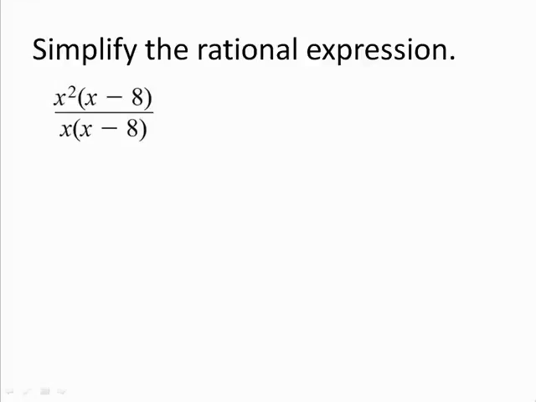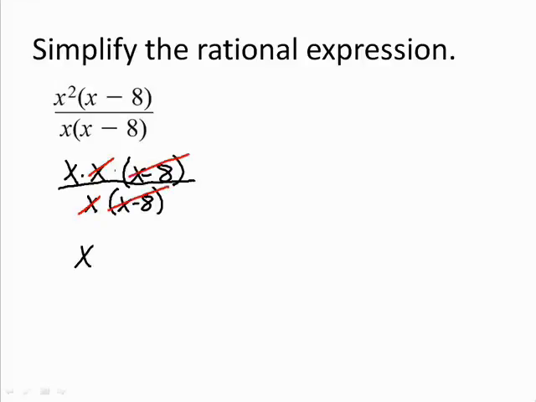Simplify the rational expression. X squared times the quantity x minus 8 divided by x times the quantity x minus 8. The x squared can be rewritten as x times x. X times the quantity x minus 8 divided by x times the quantity x minus 8. An x in the numerator and the x in the denominator cancel out. And the x minus 8 in the numerator and the x minus 8 in the denominator cancel out. This leaves you with x. This function has the same domain as the original function. So find the domain of the original function.